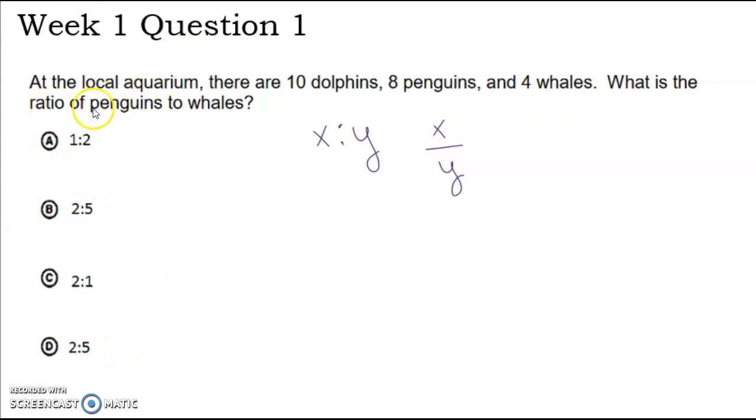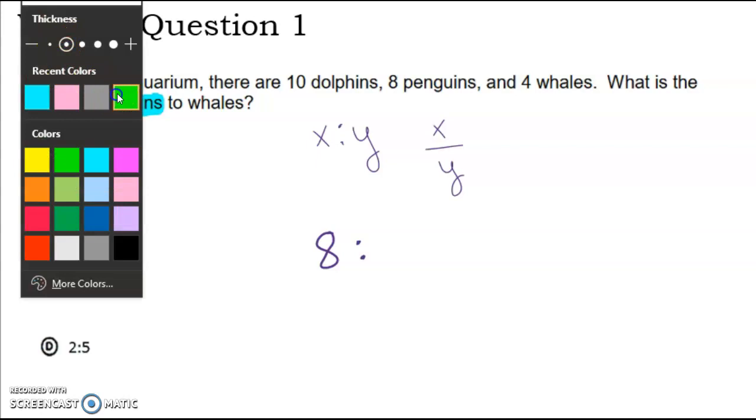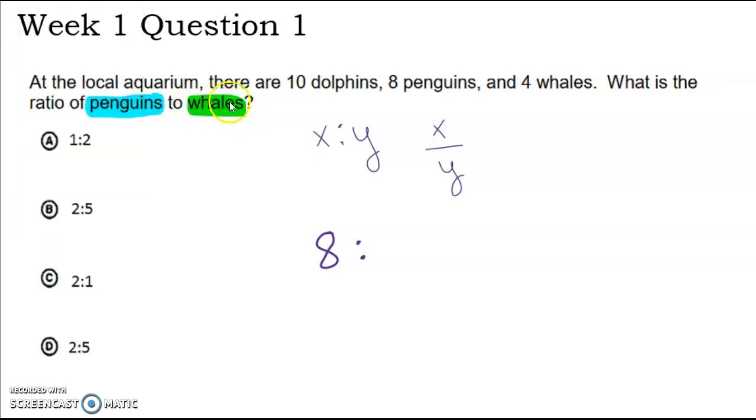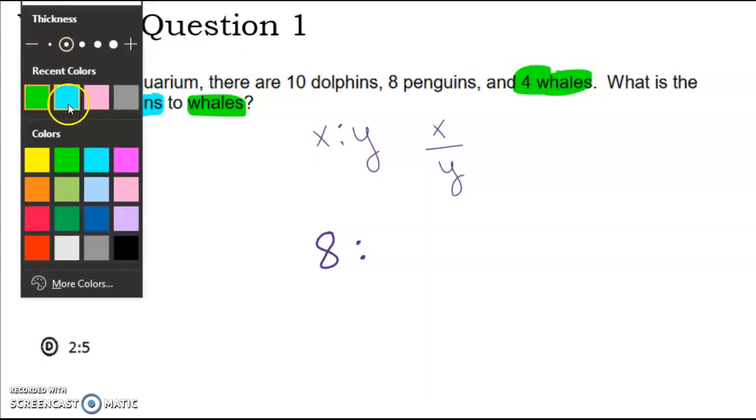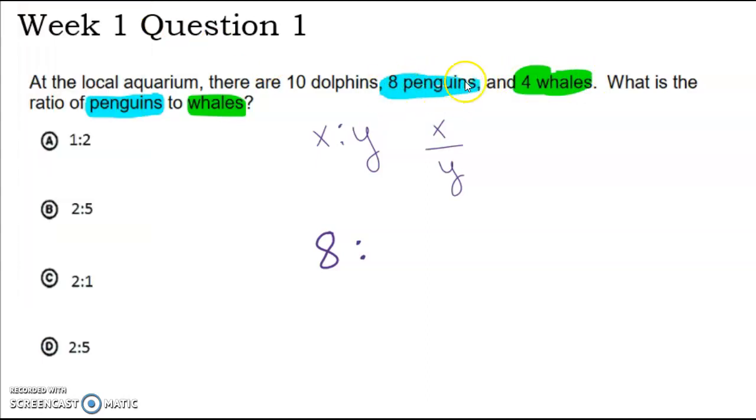Okay, so it looks like these are all in dot form. The first thing I noticed is it wants the ratio of penguins to whales. So penguins, because it was read first, is going to be my first number. How many penguins are there? Oh, there's 8. So 8 penguins, to, which is my colon, and then the next thing it wants is whales. There are 4 whales. So we have 8 penguins to 4 whales. So we have an 8 to 4 ratio.